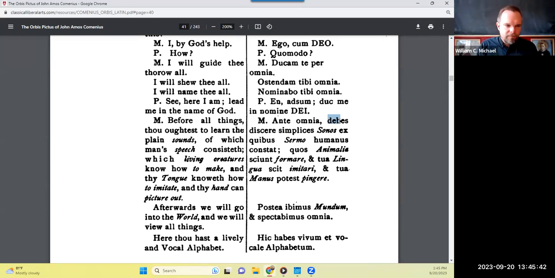Very good. Okay. Debes. You ought. Dicere means to learn. We've already seen that verb. Dicere, another form. You ought to learn simplices sonos. Simplices sonos. It's translated as plain sounds. Plain sounds, but obviously simplices can be better translated as simple. Very good. I see some of you writing that. Simple sounds or plain sounds.